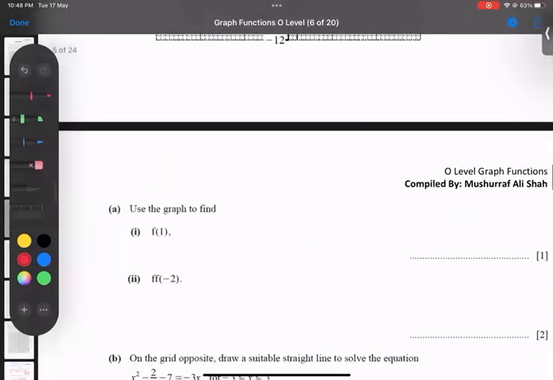He said part (a)(i), f of 1. It means when x is 1, find y. When x is 1, find y. Because all of you are familiar, f of x is also called y. So inside the bracket is always x and the result is called y. In short, he's asking, when x is 1, find f of 1. f of 1 is called y. So when x is 1.